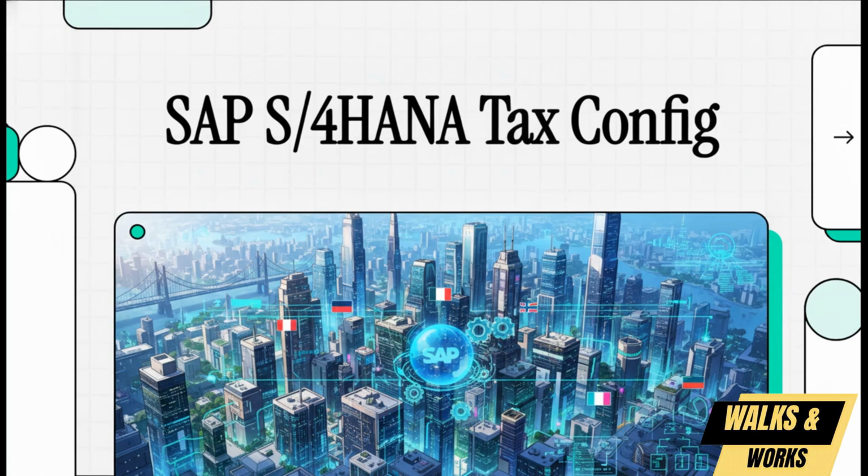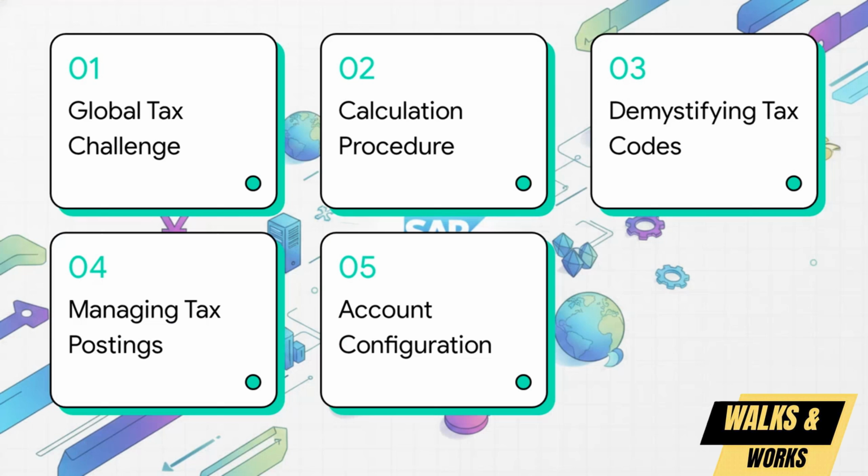Welcome to this explainer. Today, we're diving headfirst into a topic that keeps CFOs up at night: how global companies manage the incredibly high stakes of national and state tax calculations using SAP S/4HANA. If you've ever wondered how multinational corporations avoid catastrophic compliance failures across borders with constantly shifting regulations, you're absolutely in the right place. We're going on a journey from macro to micro today.